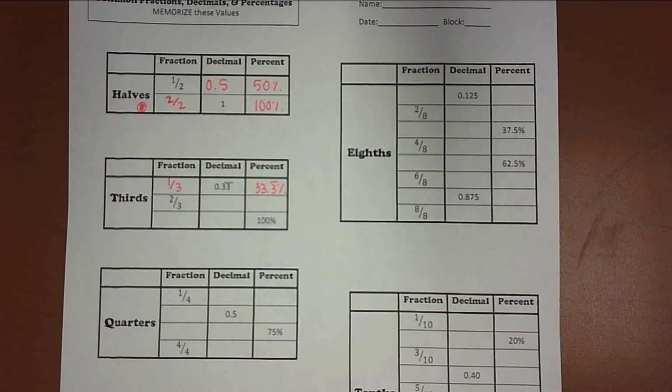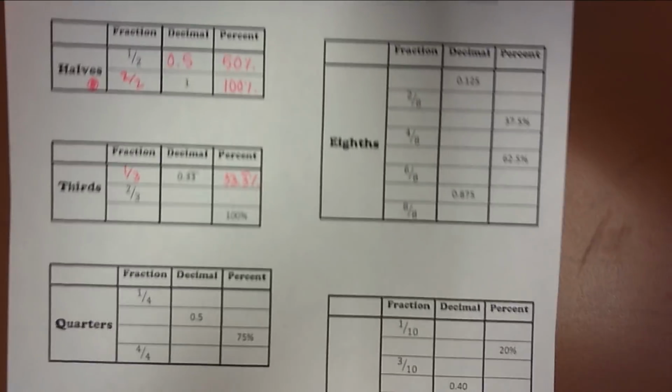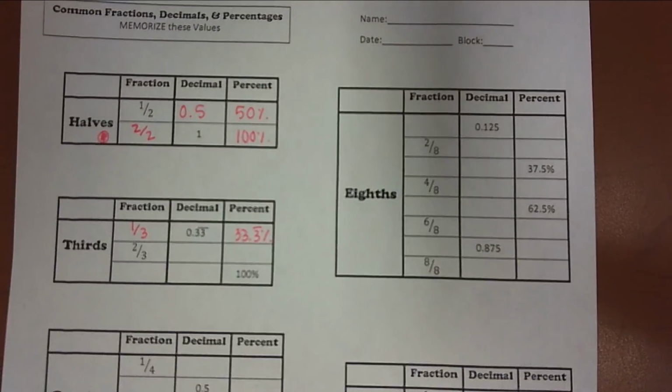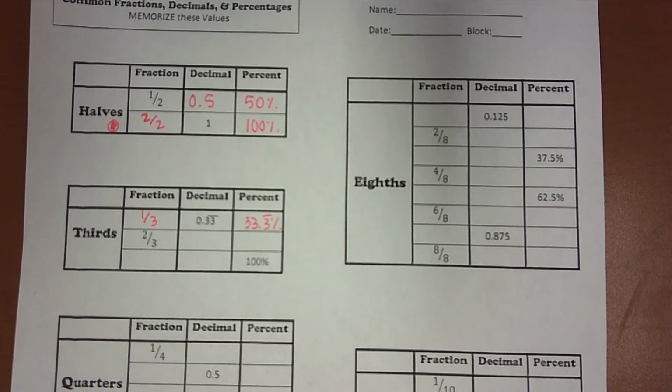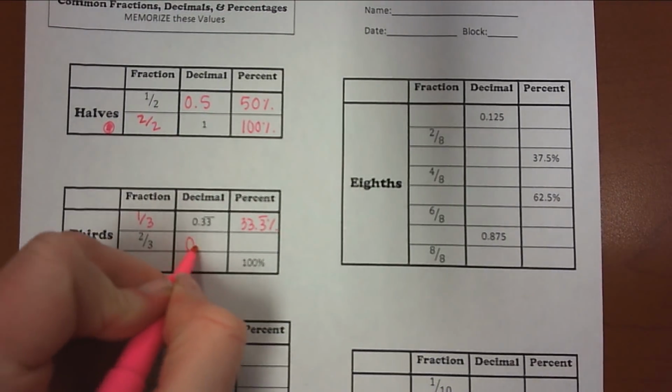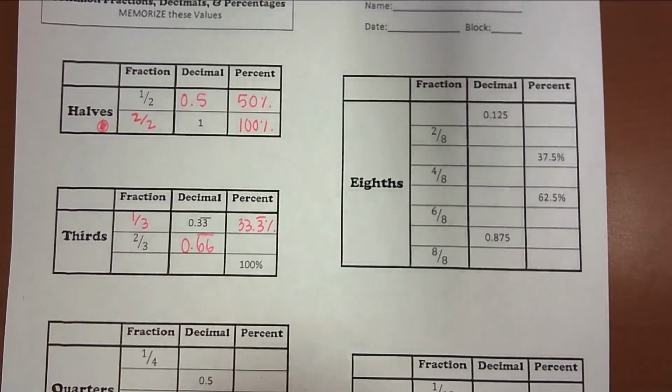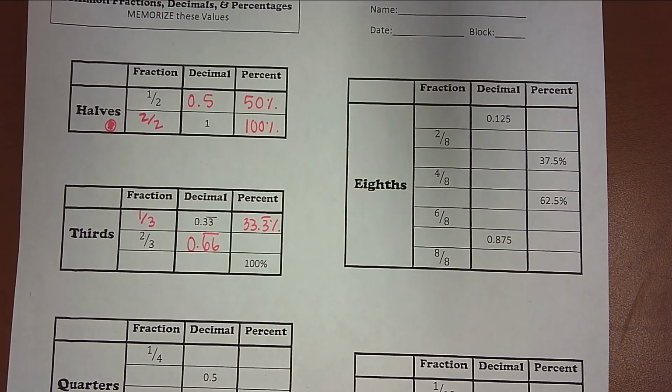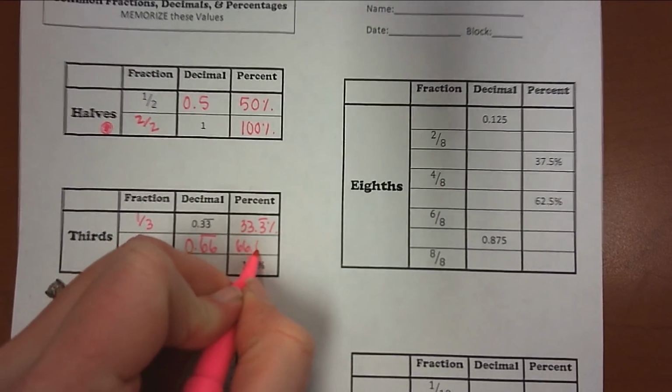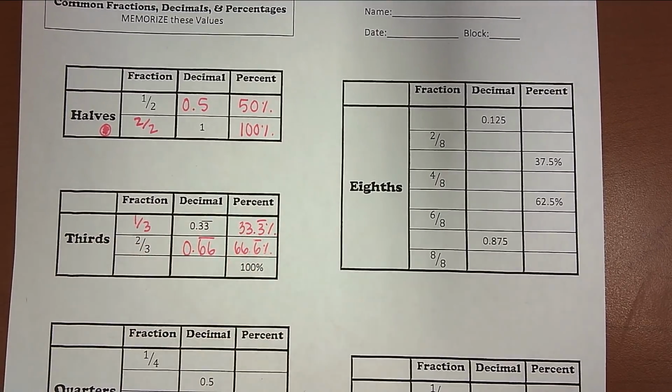And then we've got 2/3. 2/3 is just double 1/3, so 2/3 is 0.66 repeating, and then the percentage is 66.6 repeating percent.